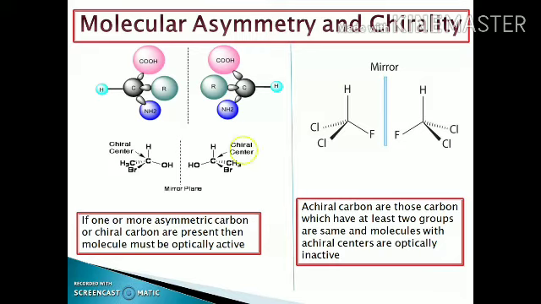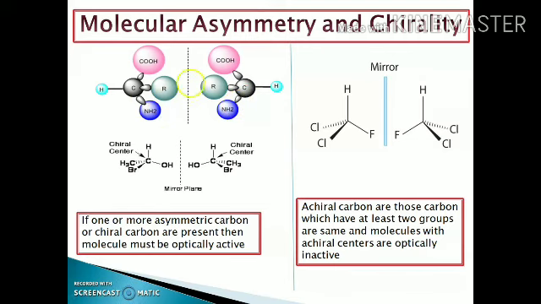Let us take the example of this compound. If all four groups attached to the central atom or central carbon atom are different, then the particular compound has an asymmetric carbon atom. In this compound, the four attached groups are different, and if you see the mirror image of this compound, both images are superimposable to each other.